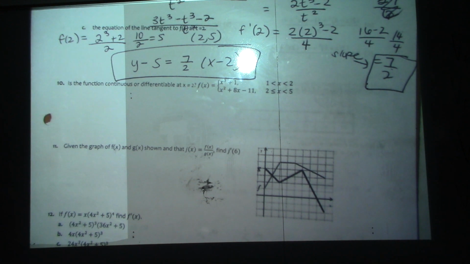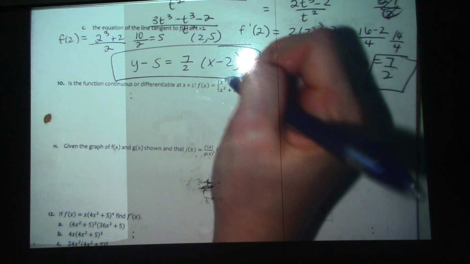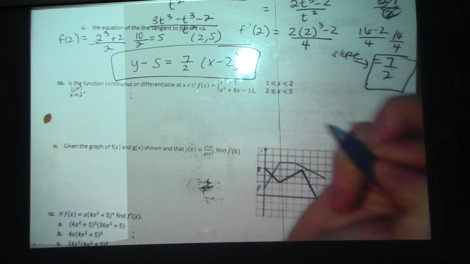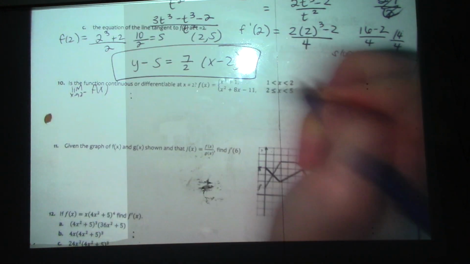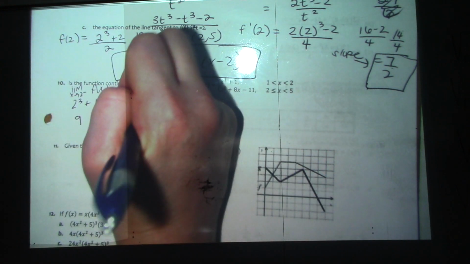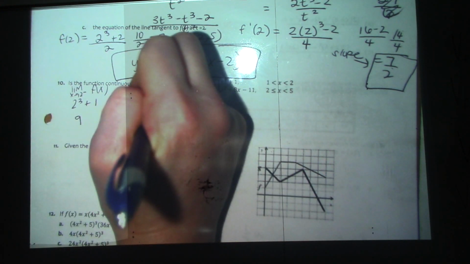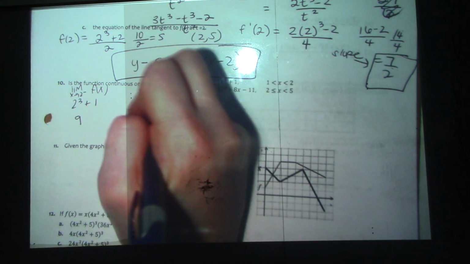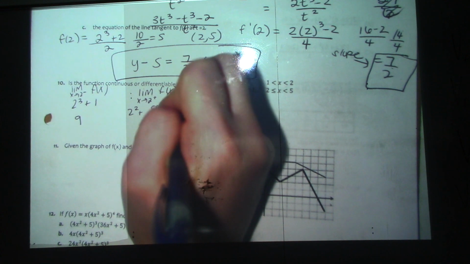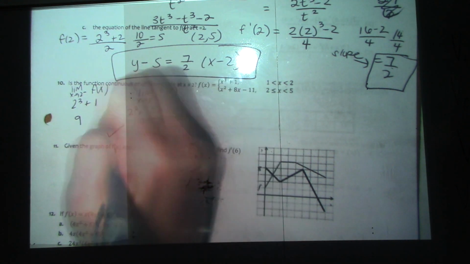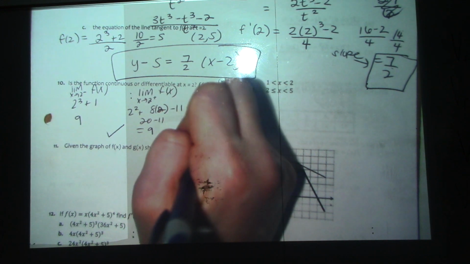Checking if it's continuous or differentiable. So check continuity, that would be the limit as x approaches 2 from the left of f of x would be 2 cubed plus 1. 8 plus 1 is 9. Now we check as x approaches 2 from the right. That would be 2 squared plus 8 times 2 minus 11. 4 plus 16 is 20, minus 11 is 9. So these two check out, so that means it is continuous.